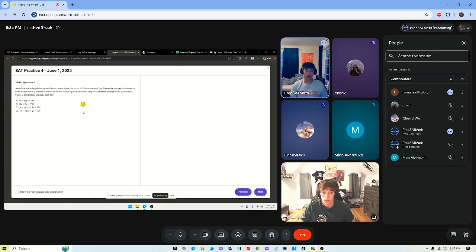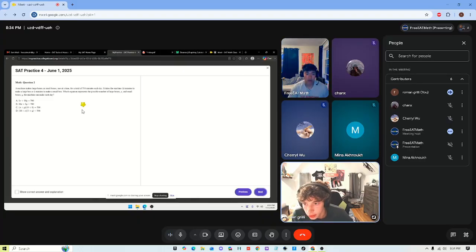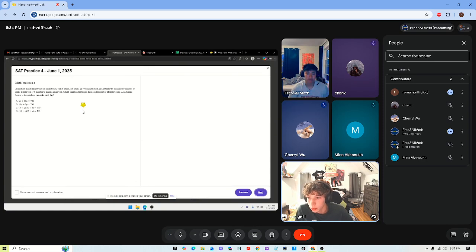Okay, you can go. Okay. A machine makes large boxes or small boxes one at a time for a total of 700 minutes each day. It takes the machine 10 minutes to make a large box or 5 minutes to make a small box. Which equation represents the possible number of large boxes x and small boxes y the machine can make?